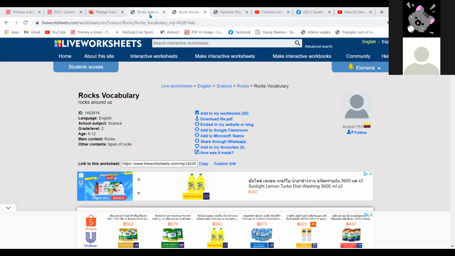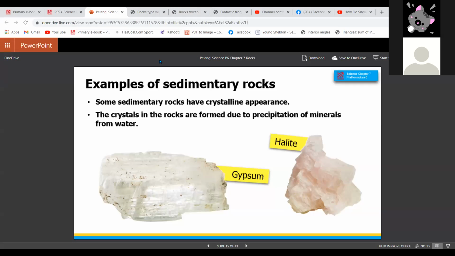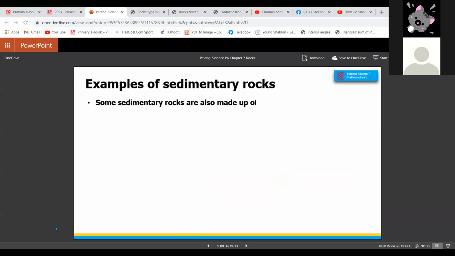Teacher, what does conglomerate mean? We just did it just now. Let me show you again. We just did that just now, Bass. Let me show you. Where is it? Okay, here. We just did this just now. You were not listening, Bass.